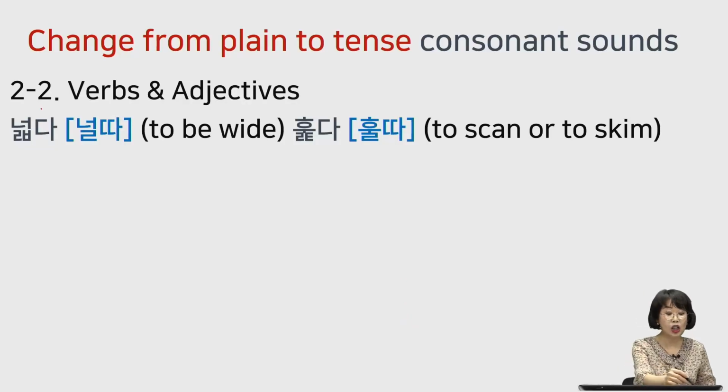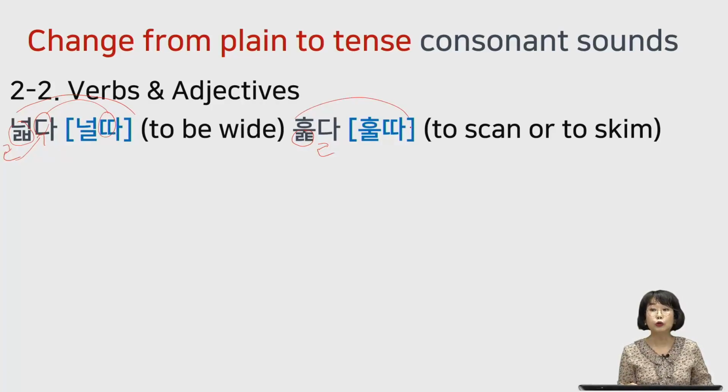넓다, 넓다, 넓다. In this case, the representative sound of this is ㄹ, and ㄹ affects ㄷ, and ㄷ changes to the tense sound. 넓다, 넓다, 넓다. This has ㄹ as its representative sound. 훑다, 훑다, 훑다.